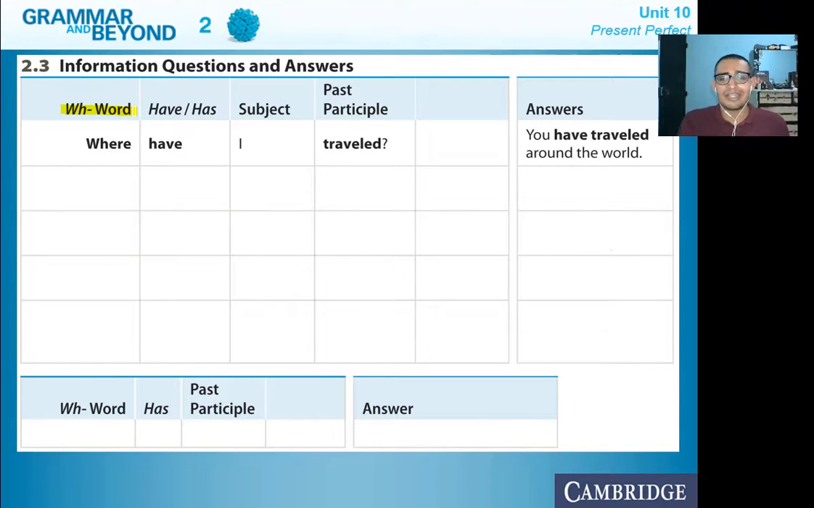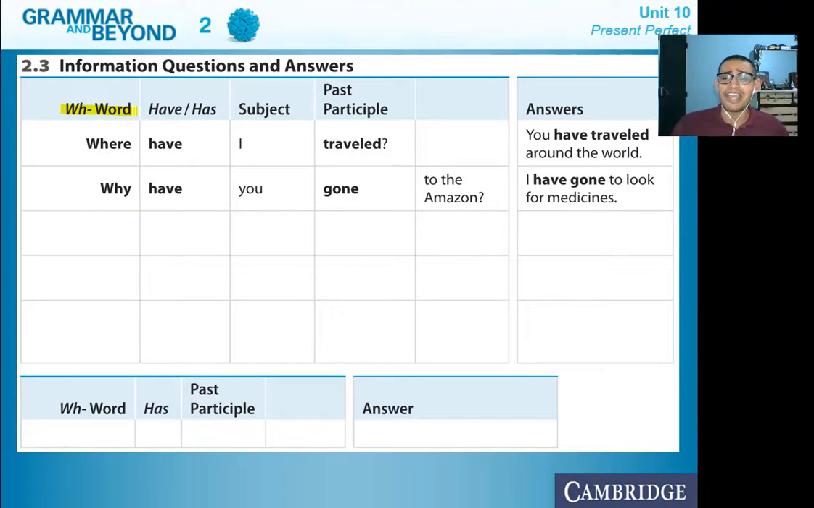We have the question in that case. Where have I traveled? Where have I traveled? You have traveled around the world, man. Don't you remember? Okay, that will be the answer. We have another one. Why have you gone to the Amazon? I've gone to look for medicines. Okay, that's true. Scientists go there frequently to look for medicines.